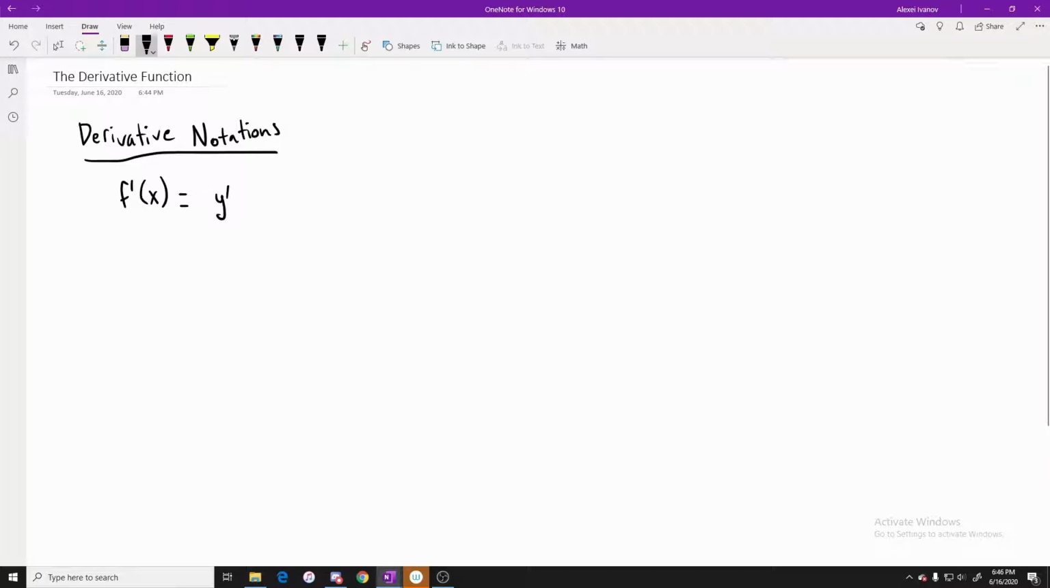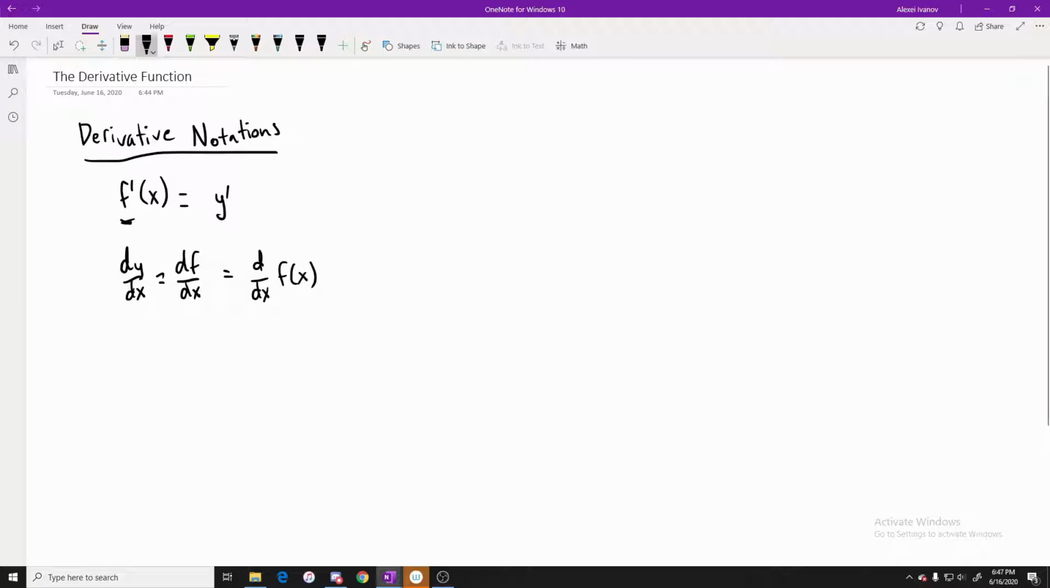Another form to represent the derivative would be called Leibniz notation. I'm sorry if I butchered that name, but it is in the form of this dy over dx, and this is not a division sign. This simply means that the function y is getting its derivative taken with respect to the variable x. And we can write this again using the function name, which is f, so we could say it's df over dx. And likewise, we can say that it is d over dx of f of x.